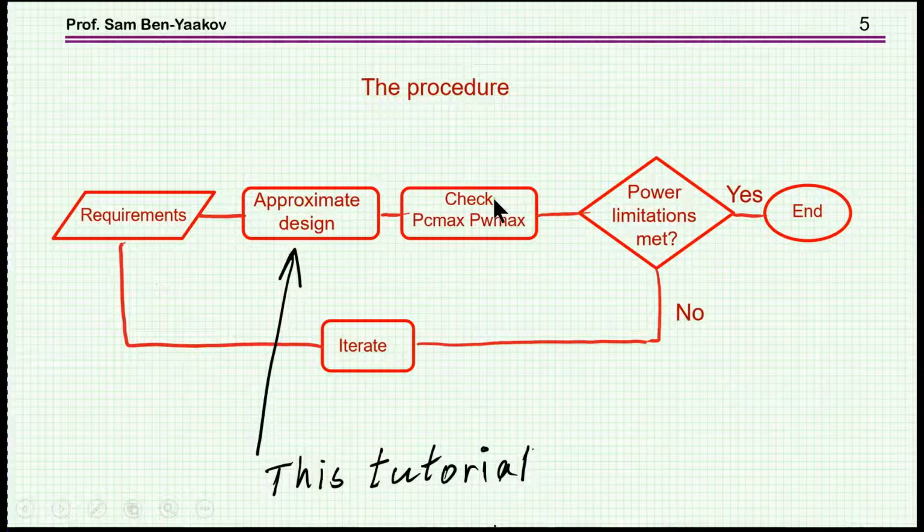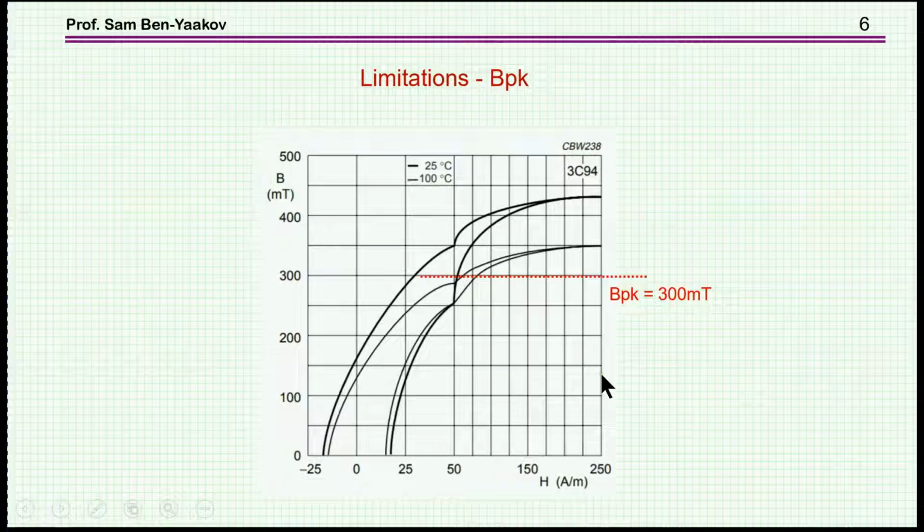Then we check to see the result, and if they are okay, then that's it. If not, then we iterate. In fact, usually that would mean making the core larger and then going through the design again.